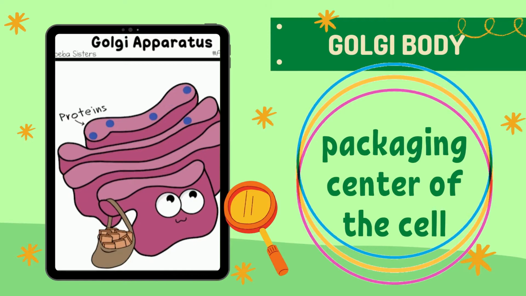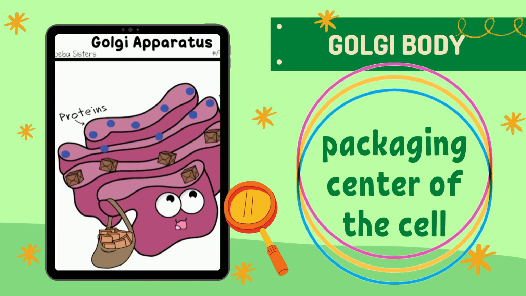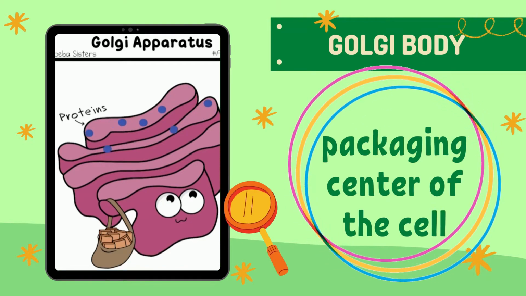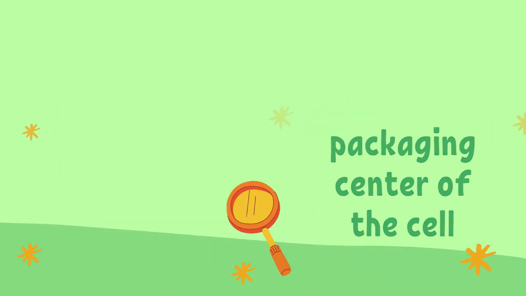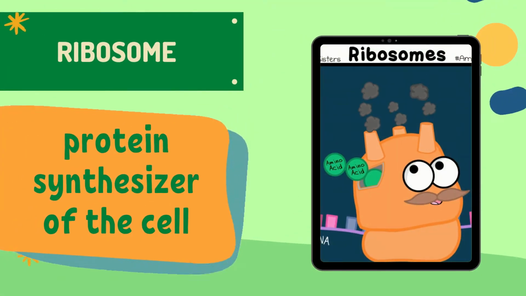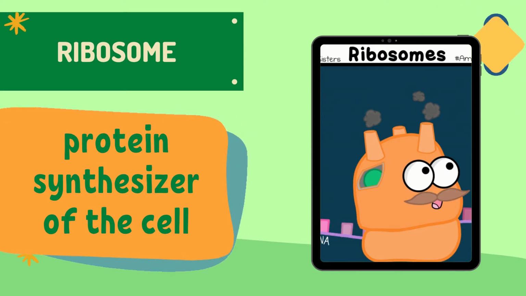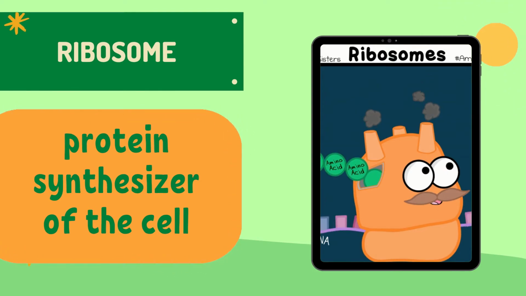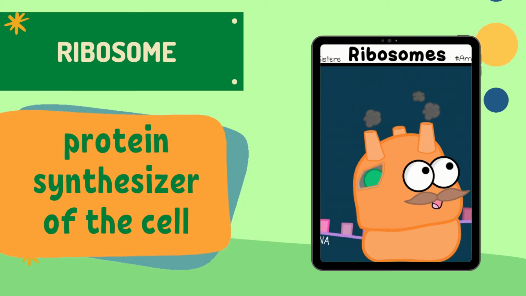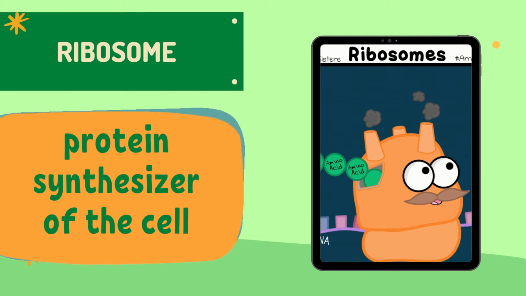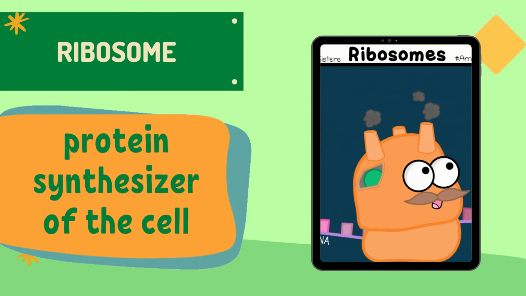The Golgi body, also called Golgi apparatus, is the cell's packaging center. Its role is to modify, sort, and pack essential molecules such as proteins and lipids. Next is the ribosome. Ribosomes are small round structures that either float freely on the cytoplasm or are found attached to the rough endoplasmic reticulum. These round organelles make proteins which are needed by the cell for repairing damage and regulating chemical processes.